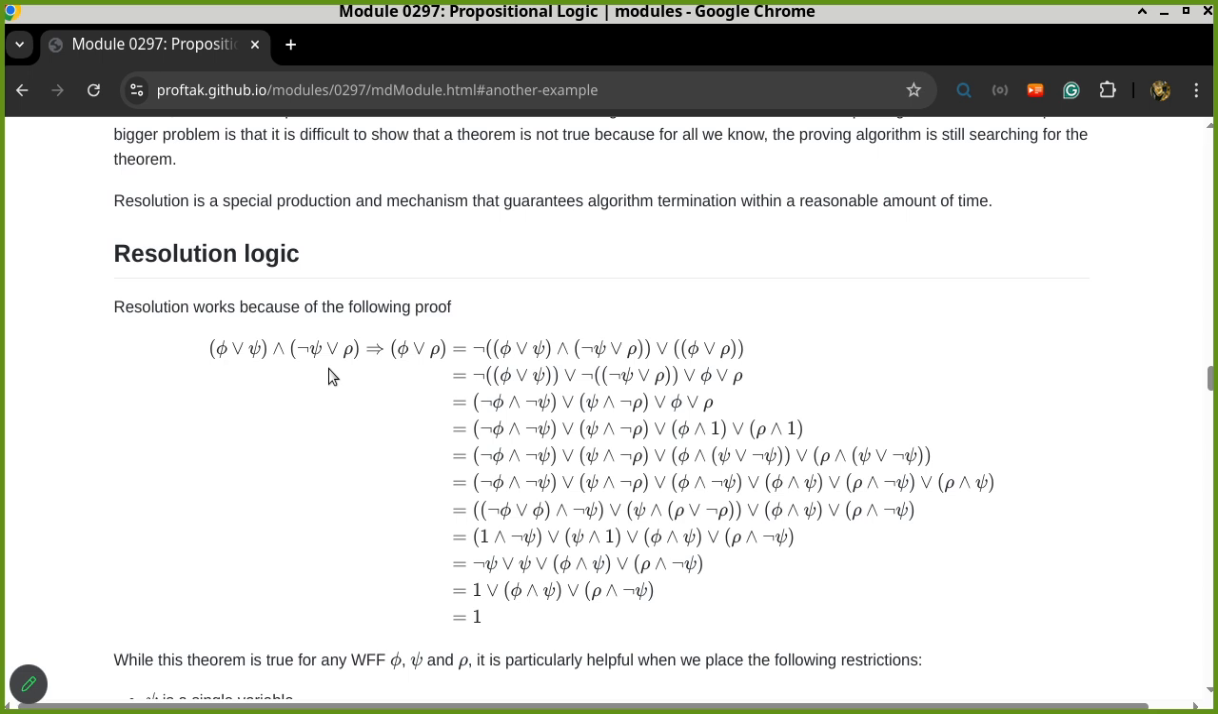Because this is the format in which resolution can work. Resolution does not work with implication. It does not work with a disjunction of conjunctions. It does not work with anything else other than something of this form. So now we move on to CNF.